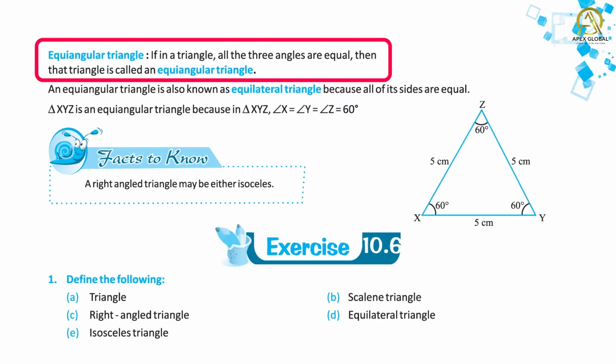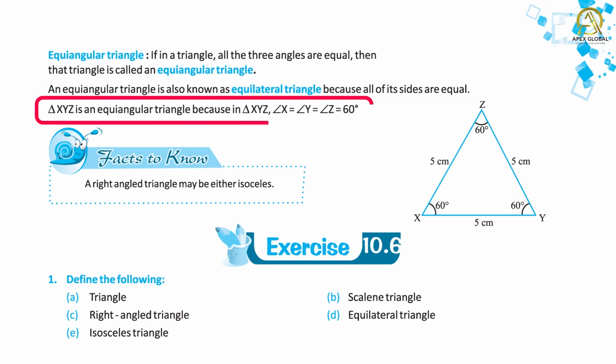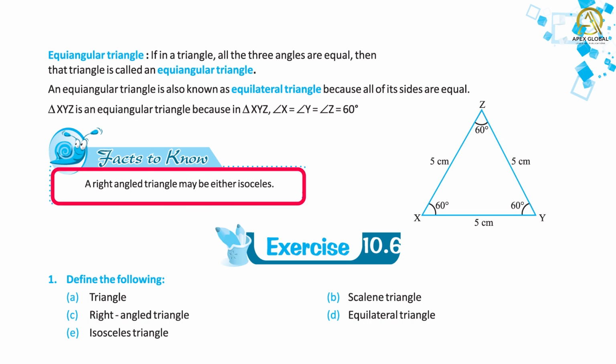Equiangular triangle. If in a triangle all the three angles are equal, then that triangle is called an equiangular triangle. An equiangular triangle is also called an equilateral triangle because all of its sides are equal. Triangle XYZ is an equiangular triangle because in triangle XYZ, angle X equals angle Y equals angle Z equals 60 degree. Facts to know: a right angle triangle may be either isosceles.